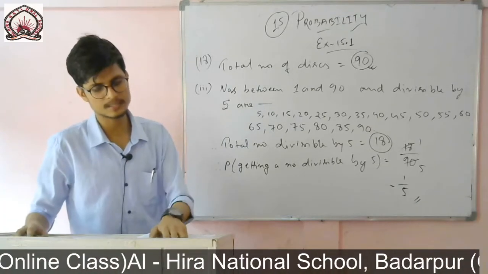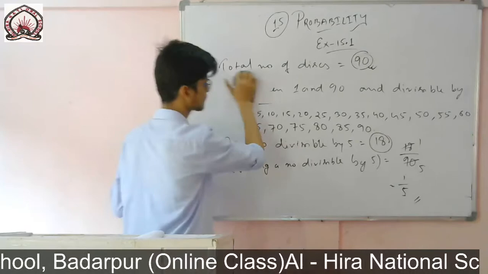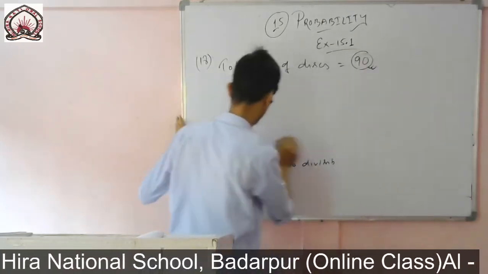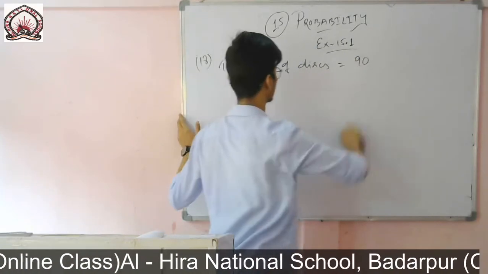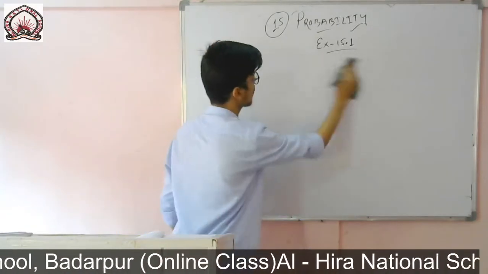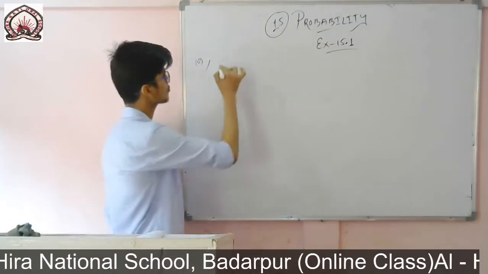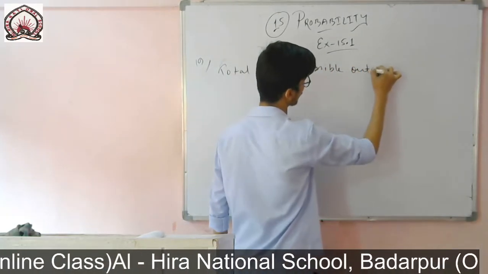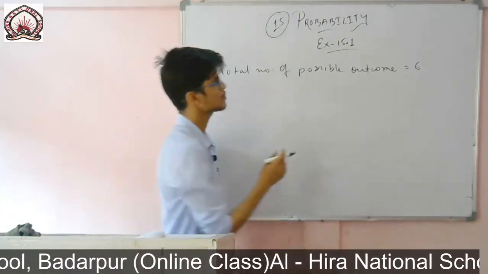So the total number of possible outcomes in this case: there are 6 faces, so the possible outcomes will be 6. Total number of possible outcomes is equal to 6.